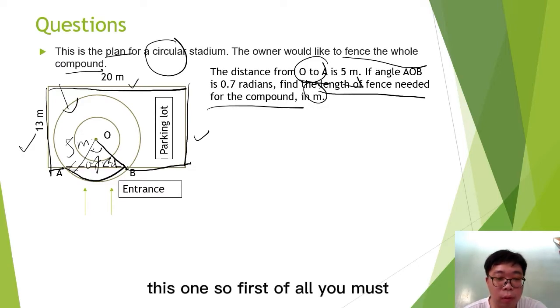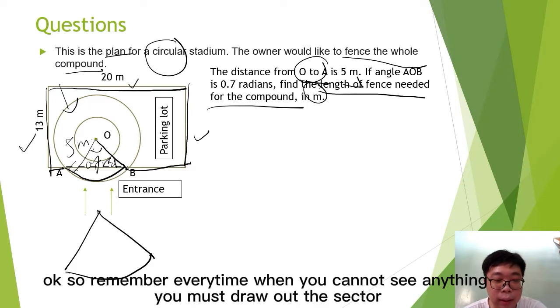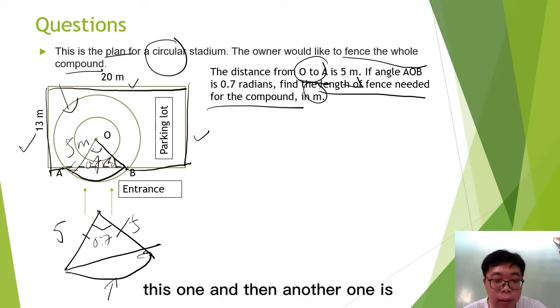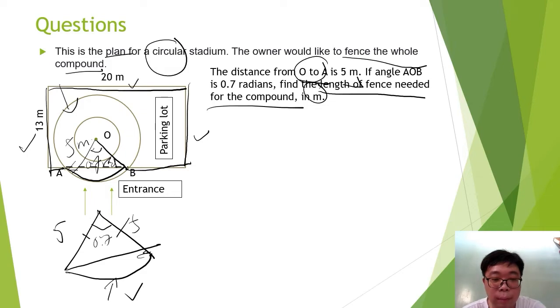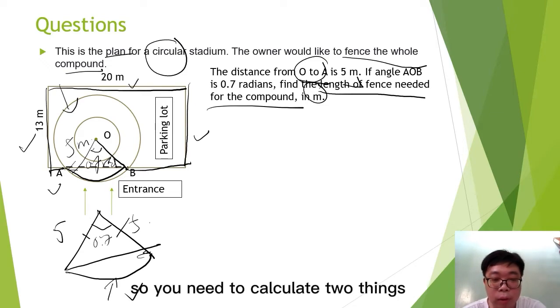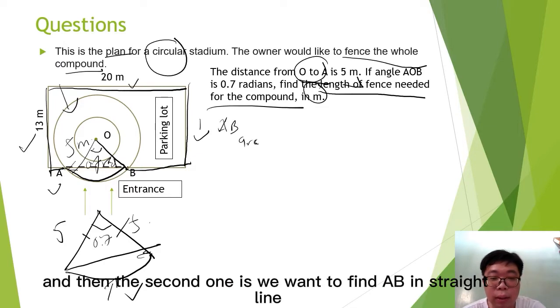First of all, you must take out this sector. Remember, every time when you cannot see anything, you must draw out the sector. So you actually have 5 here, and you want to find this one. And then another one is for this line. There is one straight line inside the wall that you want to remove. So you need to calculate two things. The first one is to calculate AB in terms of arc, and the second is to find AB in straight line.